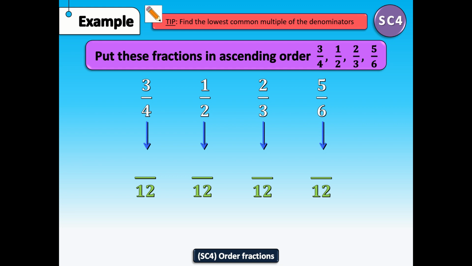So that means we times the first fraction by 3, so it becomes 9/12. The second fraction by 6, so it's 6/12. The third fraction by 4, so that's 8/12. And the fourth fraction we times by 2, so that's 10/12. And now it's easy to put them in order. So I can see that the smallest fraction is 6/12, so that's a half. The next smallest is 8/12, so that's 2/3. The next fraction would be 9/12, so that's 3/4. And the biggest fraction is 10/12, so that's 5/6.